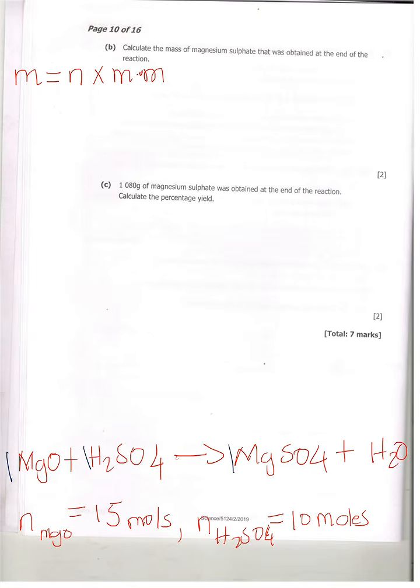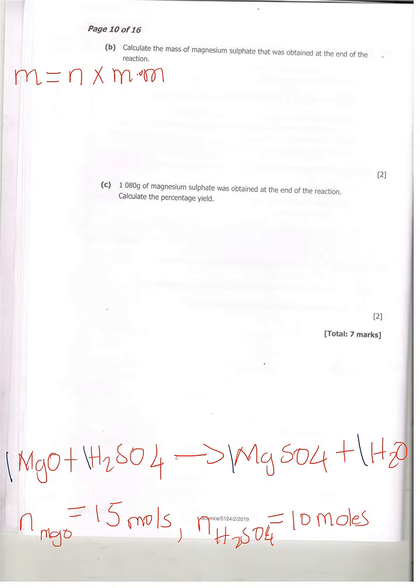Now the key point here is we look at the mole ratios. So the mole ratios, we can see that we have 1 on 1. There is 1 on each substance. Now the question is between 15 moles of magnesium oxide and 10 moles of sulfuric acid, which one are we going to use in order to find the number of moles of magnesium sulfate? Because the whole question is about magnesium sulfate.